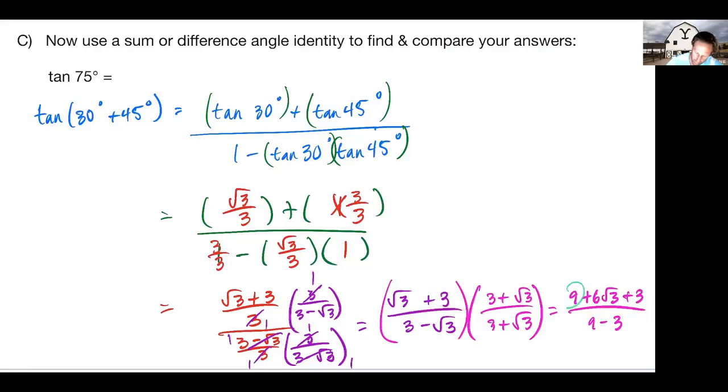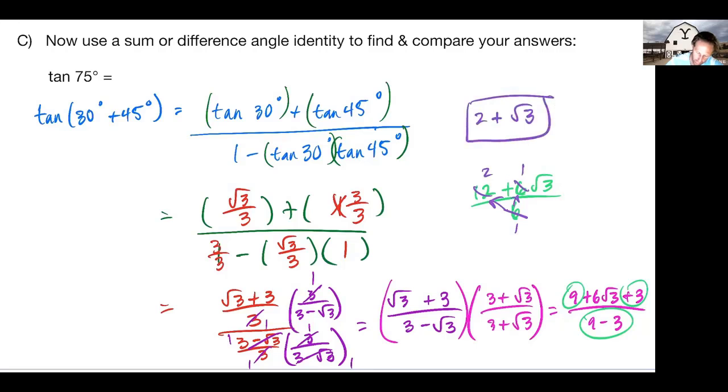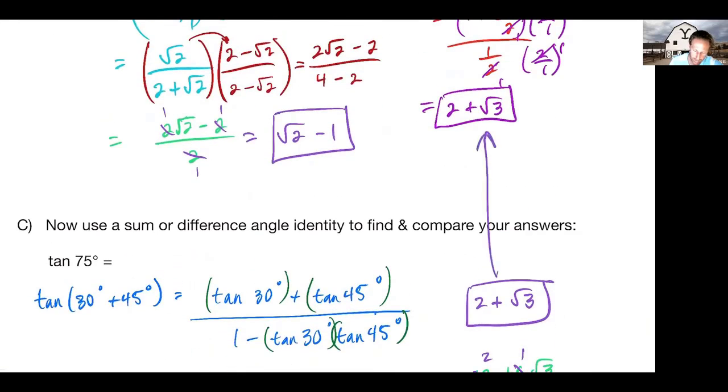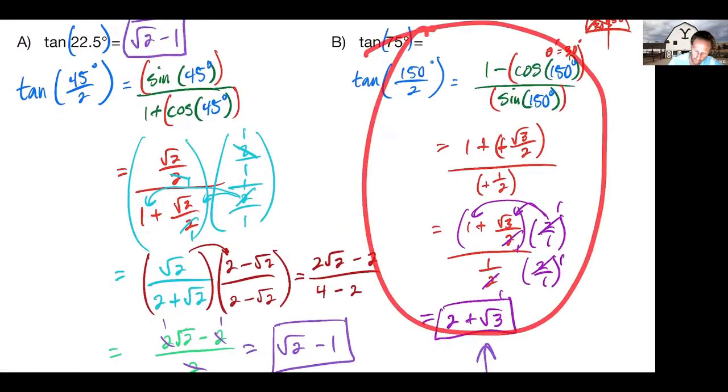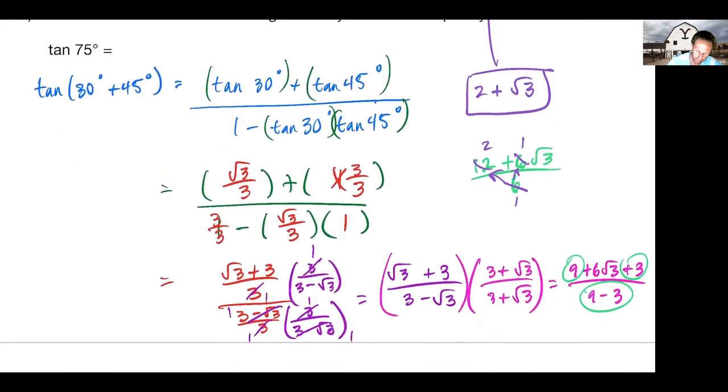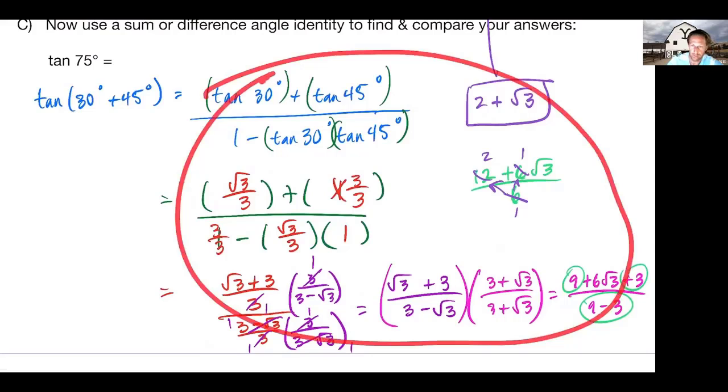So cleaning this up, the 9 and the 3 together would equal 12, plus our 6 root 3, all over our 6, which now you can see we can divide that into each of these to get a final answer of 2 plus the square root of 3, which if you remember, that's exactly what we got here. But I know for a fact that that was a whole lot easier for this one than all of that was.